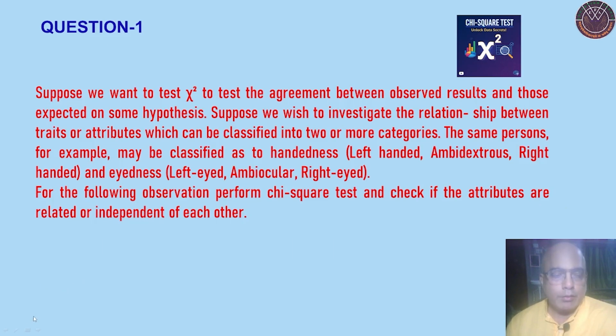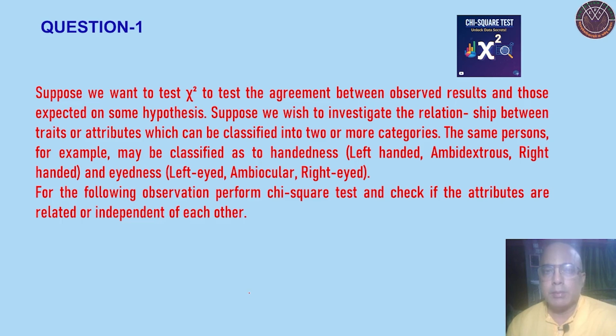Now let us take one example for this contingency table case where you want to see the association or relationship. Suppose you want to use the chi-square test for the agreement between observed results and those expected on some hypothesis. Suppose we wish to investigate the relationship between traits or attributes which can be classified into two or more categories. The same person, for example, may be classified by handedness. He may be left-handed, ambidextrous, or right-handed.